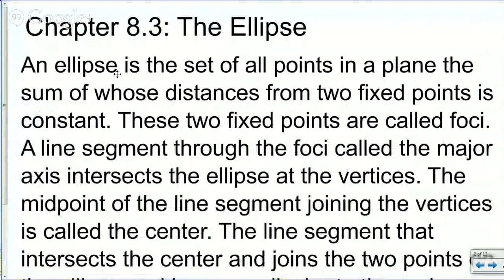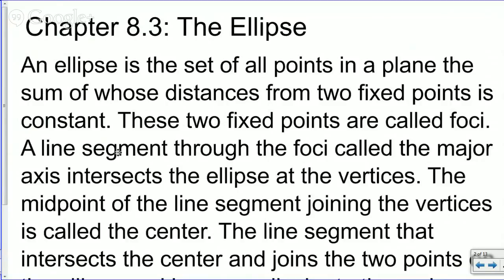So I'm going to read you the long definition, and then on the next page, we're going to dissect what this definition really is. So an ellipse is the set of all points in a plane, the sum of whose distances from two fixed points is constant.